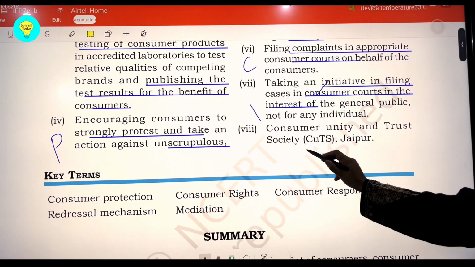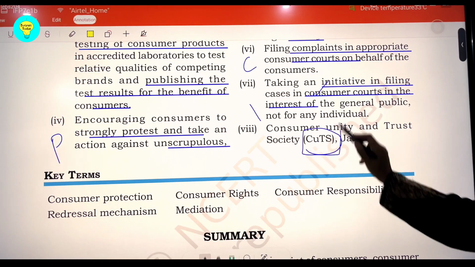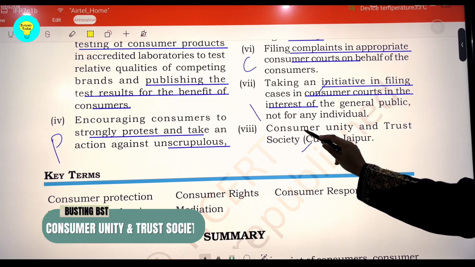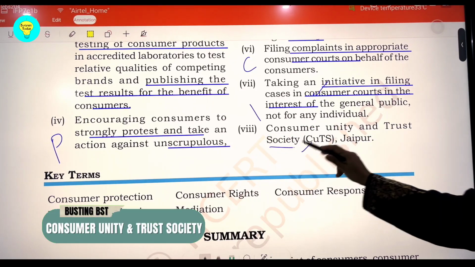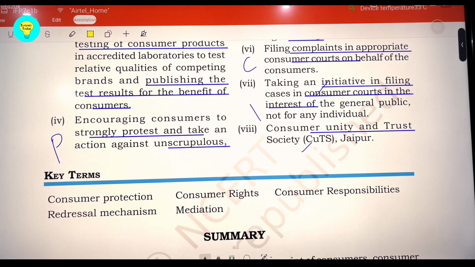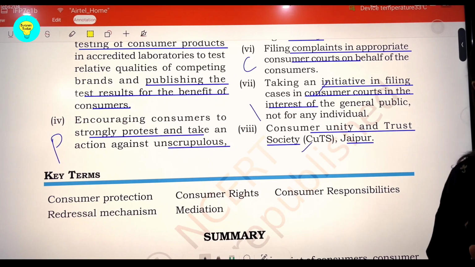Then cuts, as I told you, it's one word only. Cuts you can remember like this. Cuts represents Consumer Unity and Trust Society. It's located in Jaipur and it is an example of this NGO which is working actively for the consumer protection.